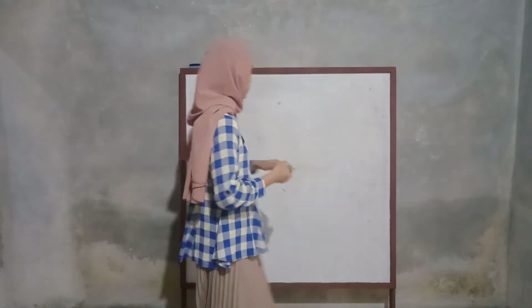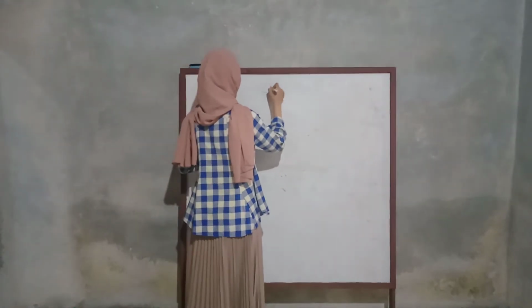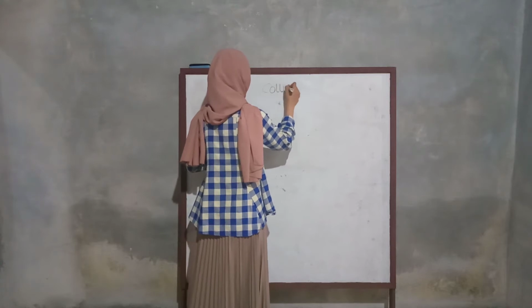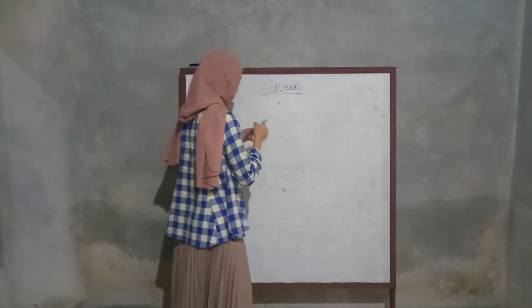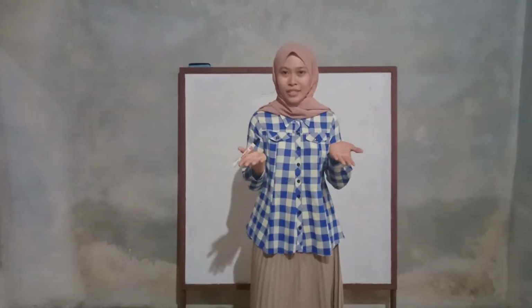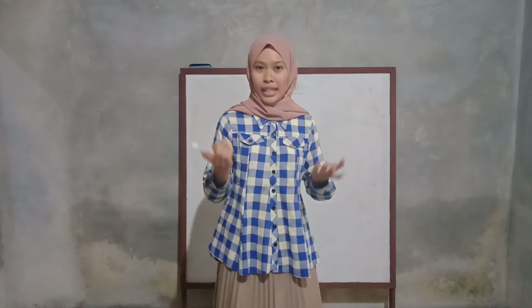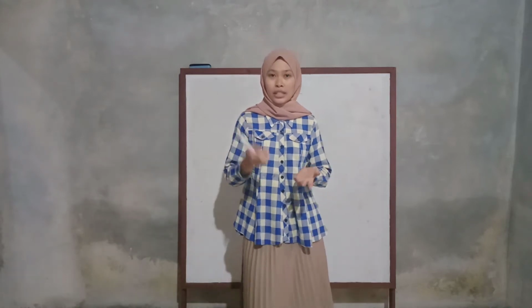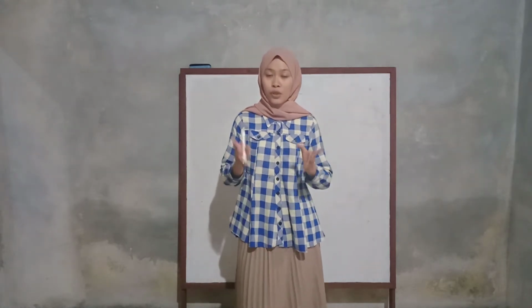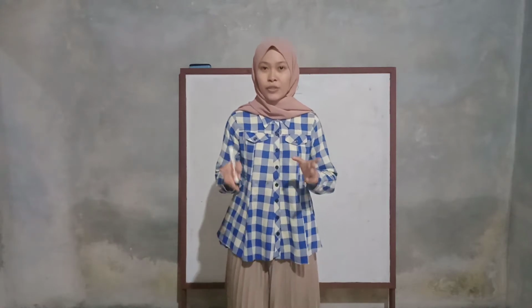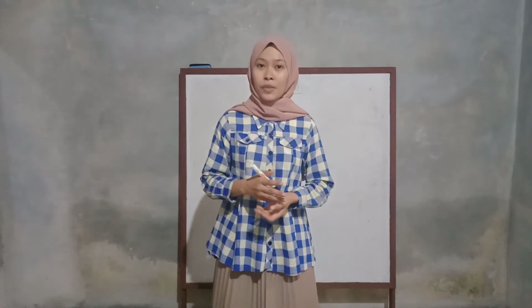Here I will explain the material about collision. What is a collision? A collision is an isolated event in which two or more objects exert relatively strong force on each other for a relatively short time.